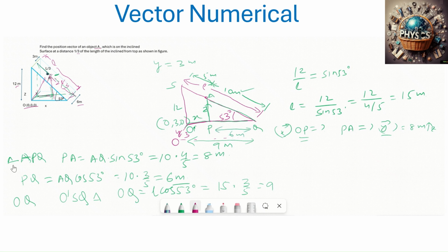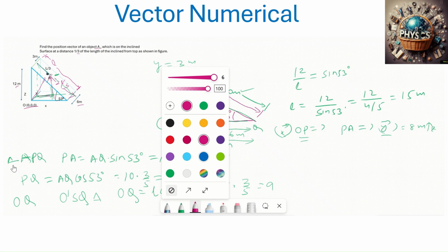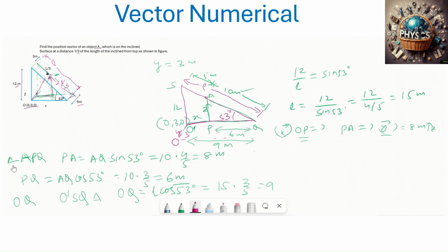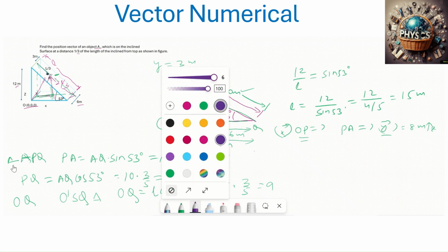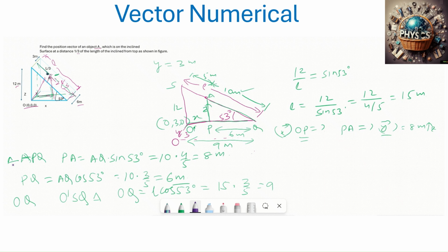So let me change the color. Okay. So now PQ is already known. This is also known. So this part is very simple. It is just 9 minus 6 is 3 meters. So OP is equal to 3 meter. Okay. So now we are aware of how much it moved in the Y direction. It is already, we know it is 3 meter, as simple as that.